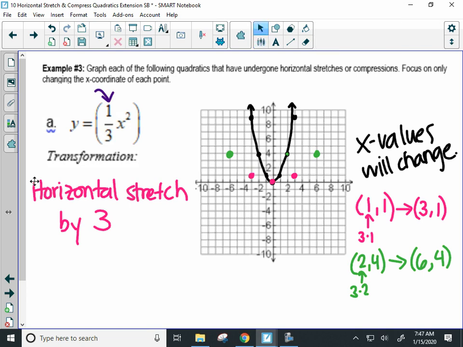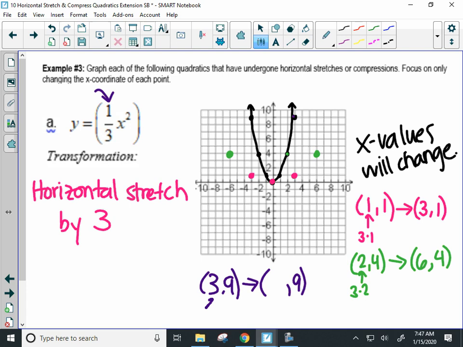So the last point I'm going to change is 3, 9. The y stays the same. The x gets multiplied by 3, which will be 9, 9. So 9, 9 up here. And when you connect those dots, it gives you a wider graph, which is good because we wanted a horizontal stretch. And that would be the graph that was horizontally stretched by 3.